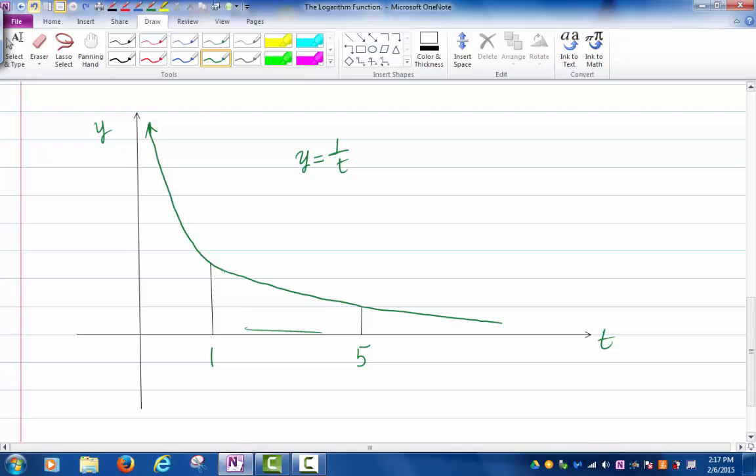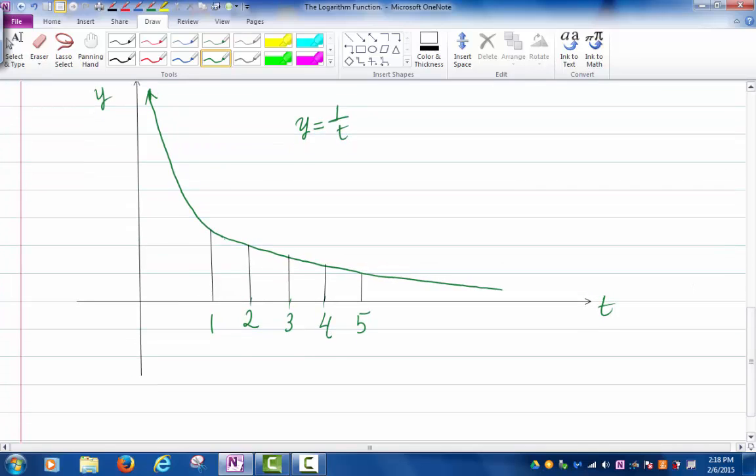Now, in order to estimate that, I'm going to divide it into segments. So let's pick 2, 3, and 4 like this. So what I have then is one segment here, another segment here, and another segment here. Okay, so this is 2, this is 3, this is 4. And I am going to estimate each segment.